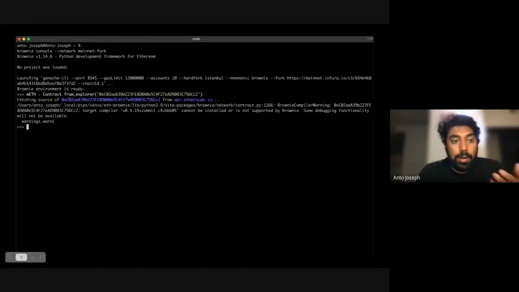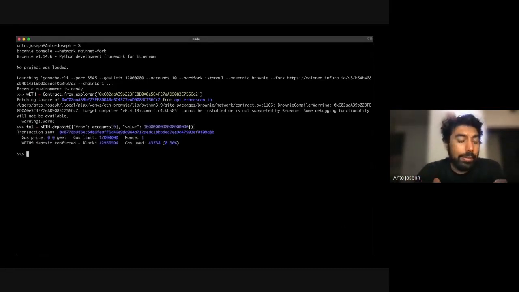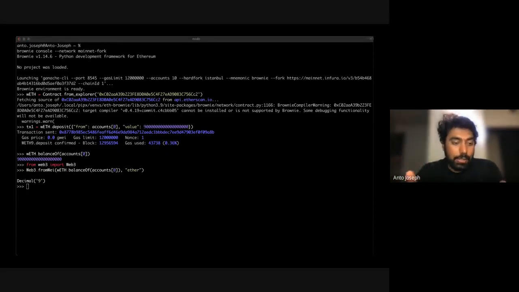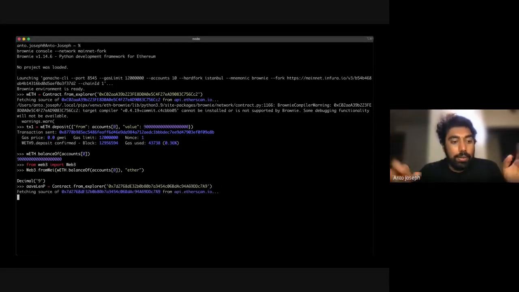Now we get a reference to a contract. And this is how you can get a reference to a contract. And that particular contract is the wrapped ETH contract on the mainnet. And then we make a deposit, and we can check that we have some wrapped ETH. For DeFi, most dApps prefer wrapped ETH because it conforms to ERC-20 standards, which makes it easier to work with. And we can use the Web3 provider to make it readable.